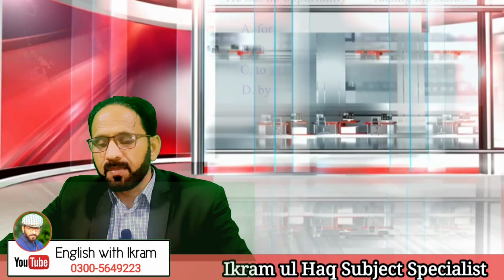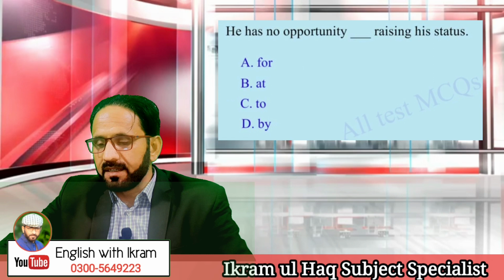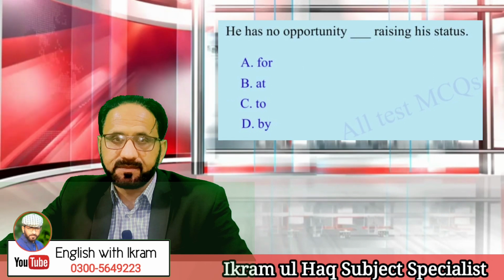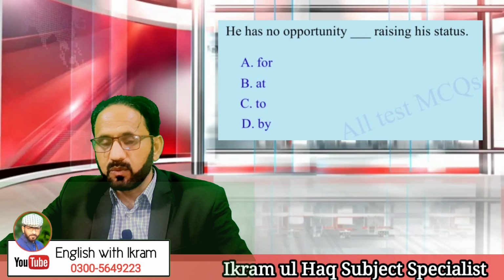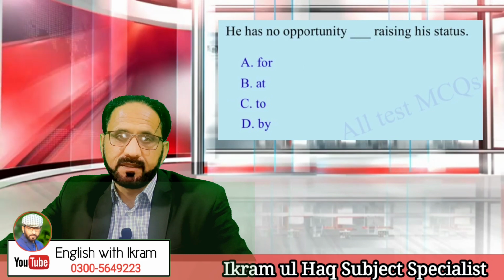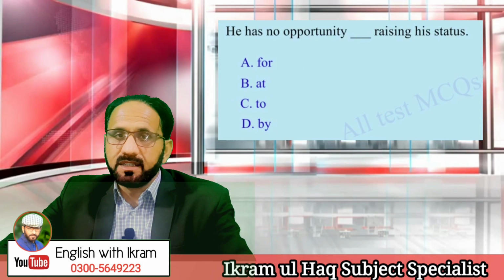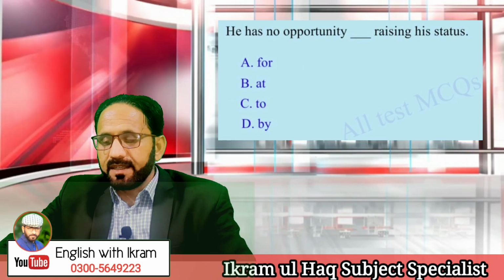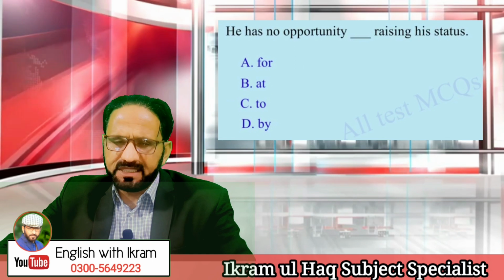Number 1. He has no opportunity dash raising his status. The options are for, at, to and by. Obviously, you are supposed to use the correct preposition in this blank. He has no opportunity for raising his status. This is just for your practice.